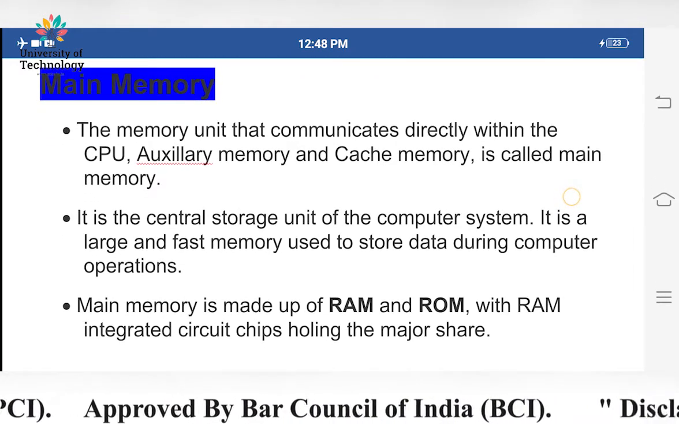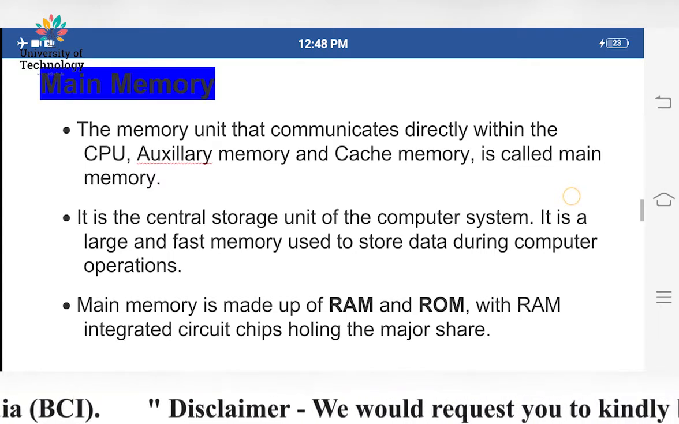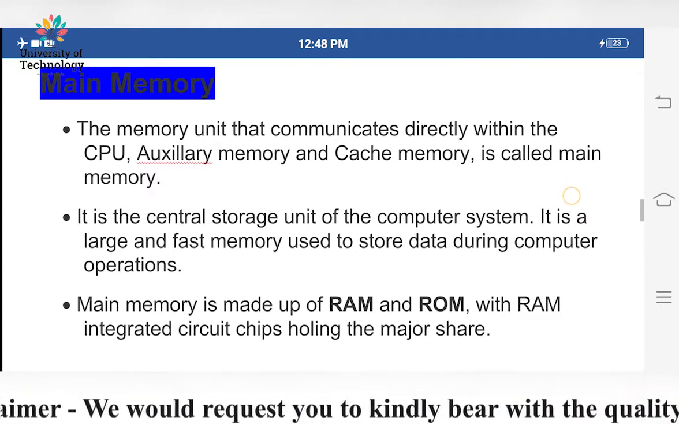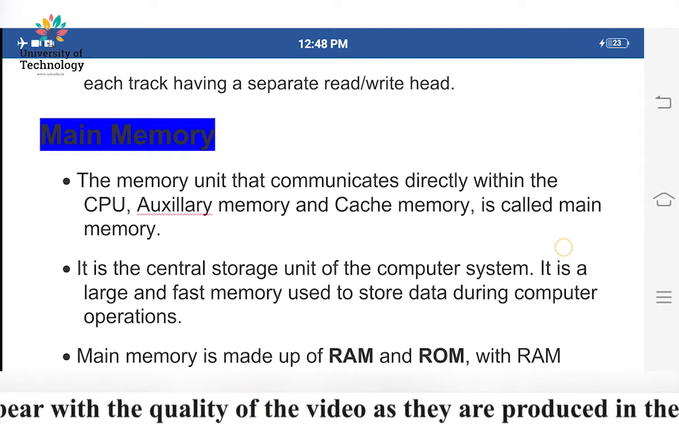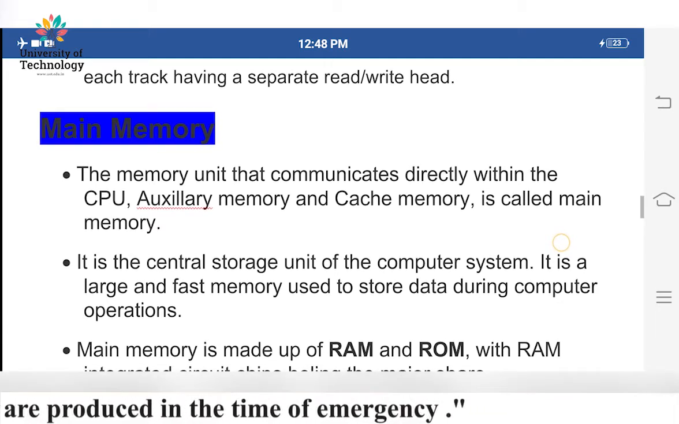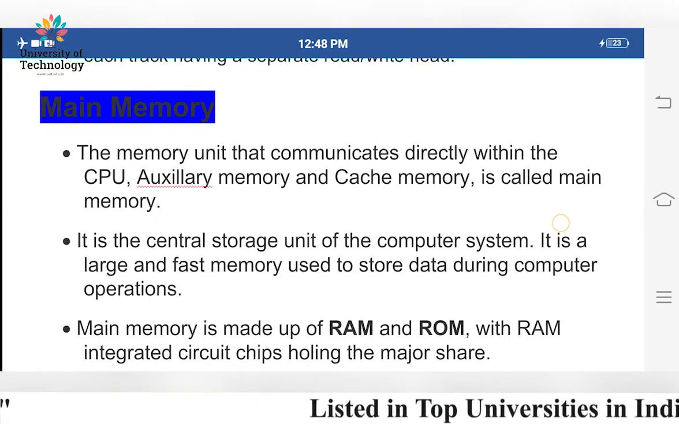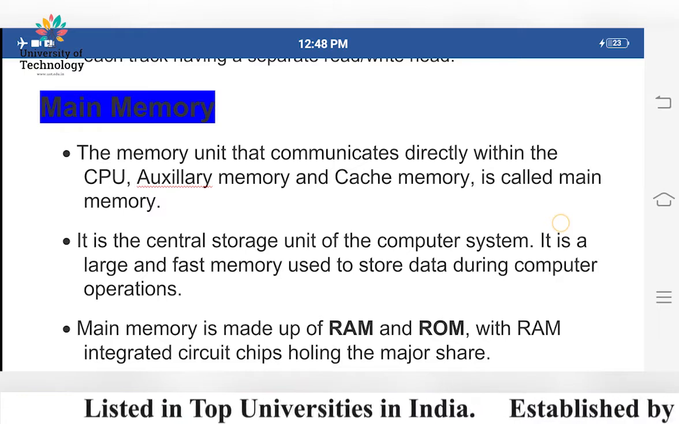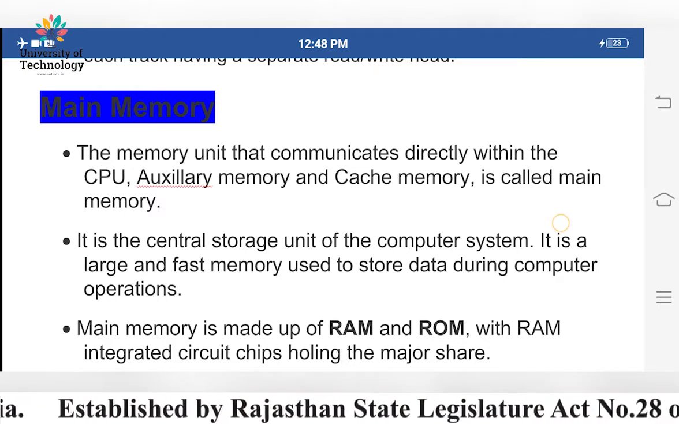अब main memory क्या होती है? Main memory वो unit होती है जो directly communicate करती है without any mediator with the CPU. So how can you define main memory? Main memory is actually a unit that communicates directly with the CPU without any intermediate, without any supporting end. Such type of memory is termed as main memory.